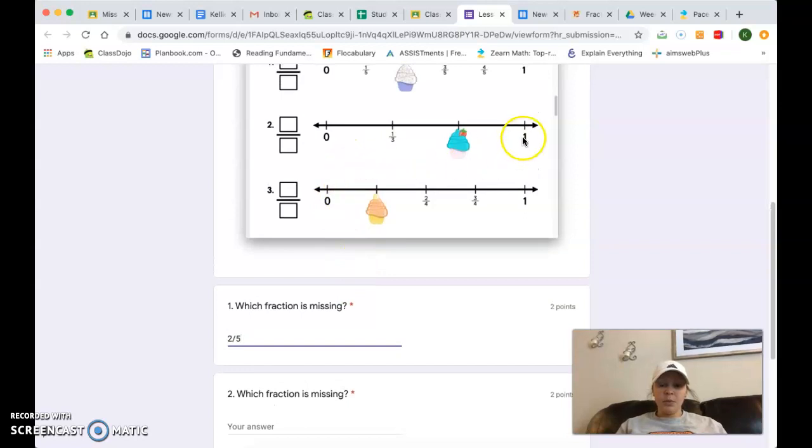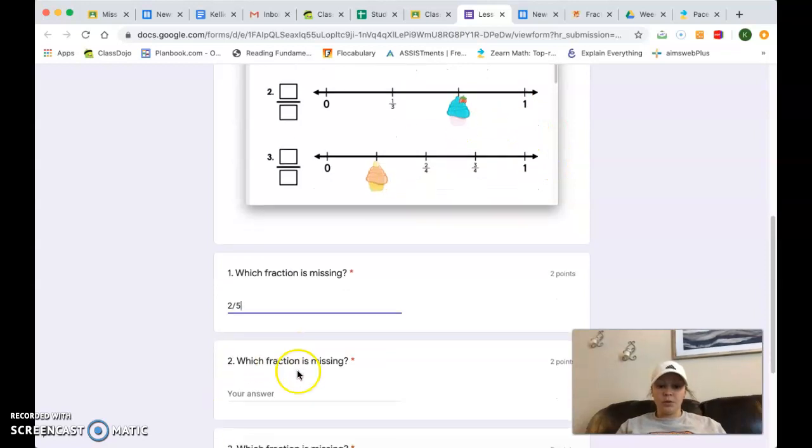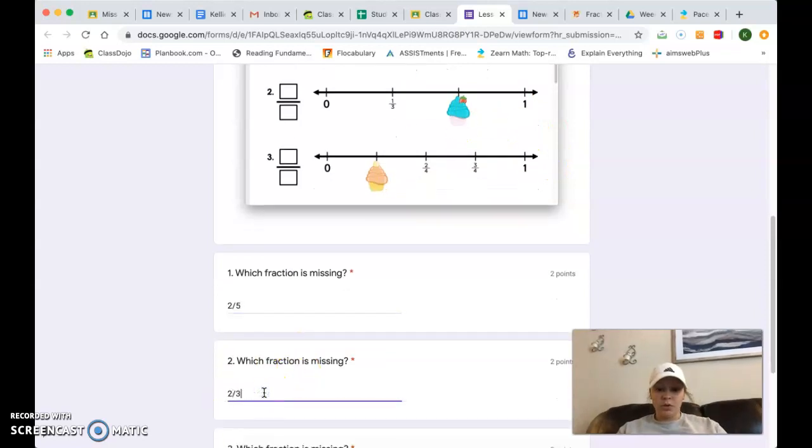Number 2, here we have units of thirds. So this is 0, 1/3, 2/3, and we know that a whole is 3/3. So number 2 is 2/3.